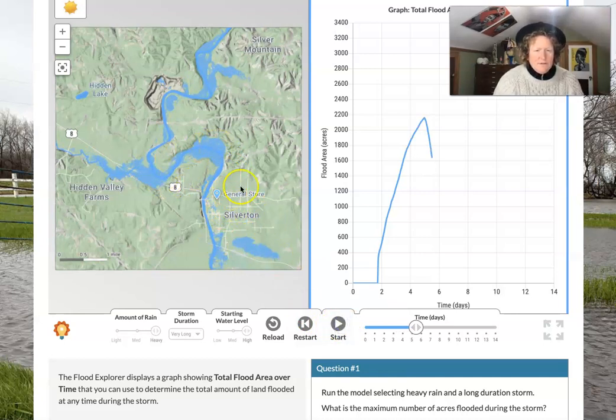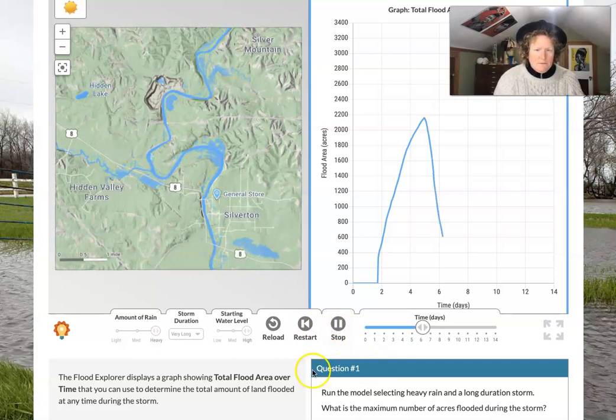You can see Silverton, the town, isn't too flooded here, but some of these more rural areas where there isn't anything built up are pretty covered with water. But that's okay because there's nothing there that's going to be damaged by the flood.